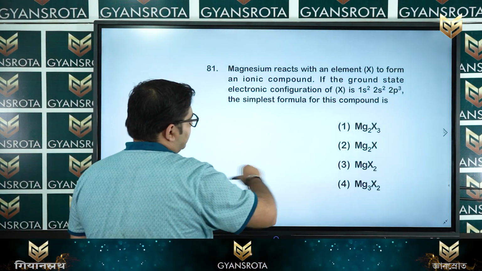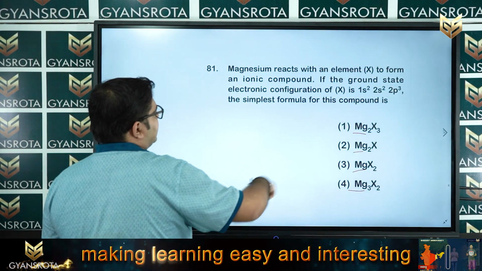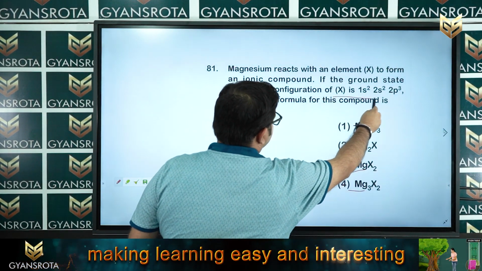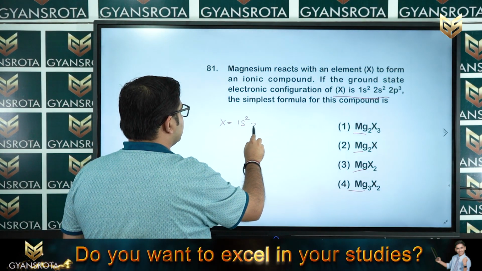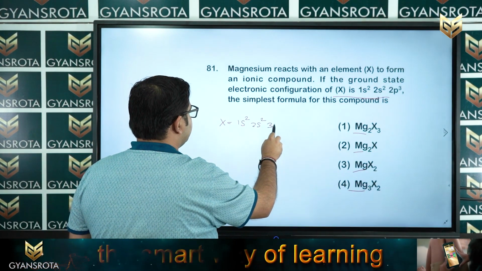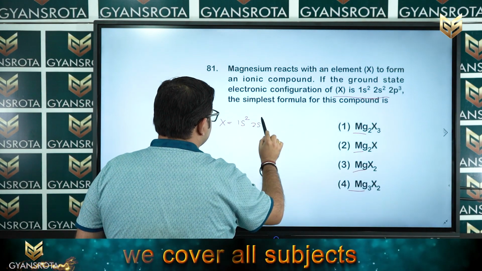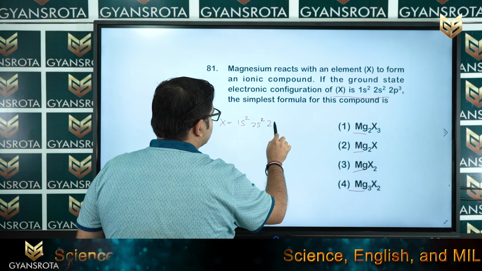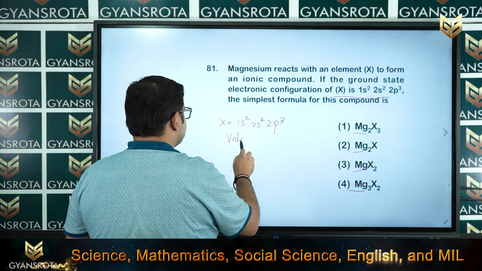So, if you see here, the magnesium is given. First, leaving out the magnesium, let us first see this X. X is given as 1s2, 2s2, 2p3. If they ask about the valency, so what is valency?